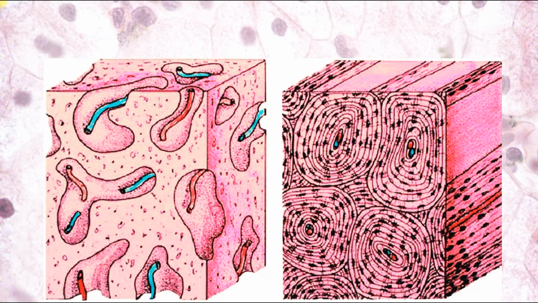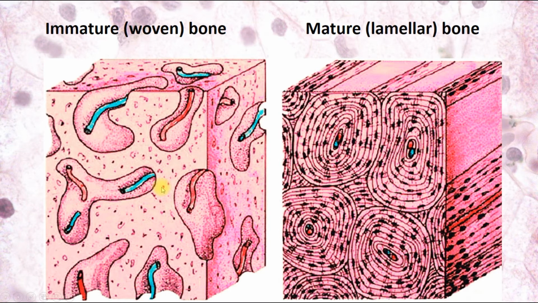As you already know, we classify bony tissue into two types: immature or woven bone, and mature or lamellar bone, or primary and secondary. Immature woven bone is the bone which develops during osteogenesis, during ossification, and later it undergoes rebuilding into mature lamellar bone, which has more minerals. It's more mineralized than this. Immature woven bone has more collagen fibers.